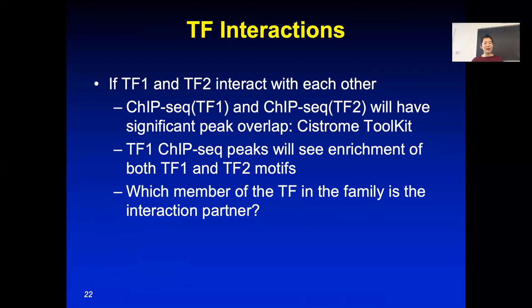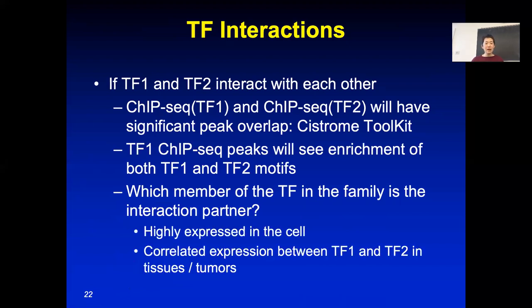Do you know how to narrow down which one it is? You ask, in my cell of interest, which of these transcription factors, like SOX2, SOX4, SOX10, SOX11, or actually you might want to try from SOX1 to SOX100, is highly expressed? Also, if people are doing this in tumors, say prostate cancer, you have one transcription factor, androgen receptor, and you see some motif enriched. You ask, from the first member to the last member of the SOX or HOX family, which ones are correlated with your factor of interest.